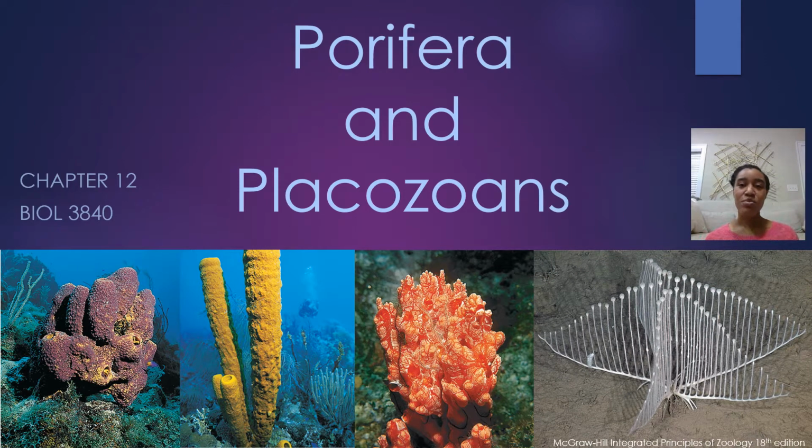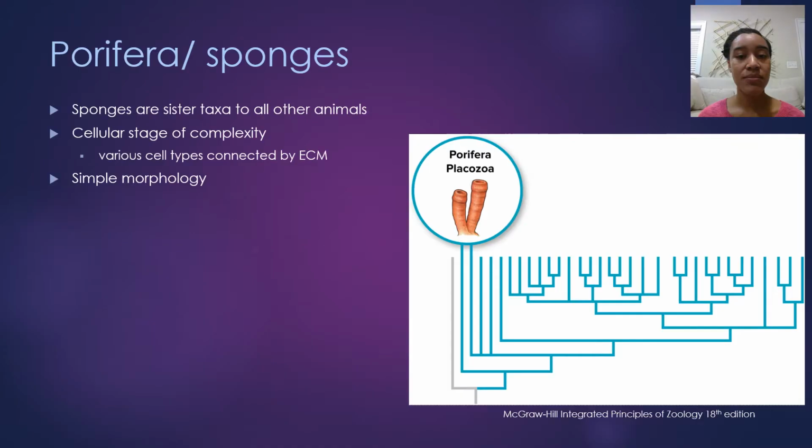Welcome to our talk on Porifera and Placozoa. This is the first category of true animals that we're going to talk about in this class, and these are covered in chapter 12 of your textbook.